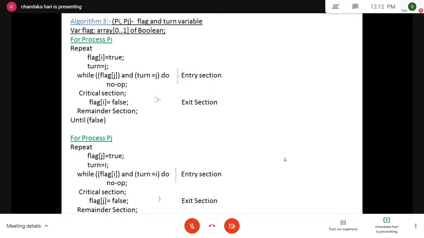There is no concept of blocking. So mutual exclusion is present. So mutual exclusion is satisfied.